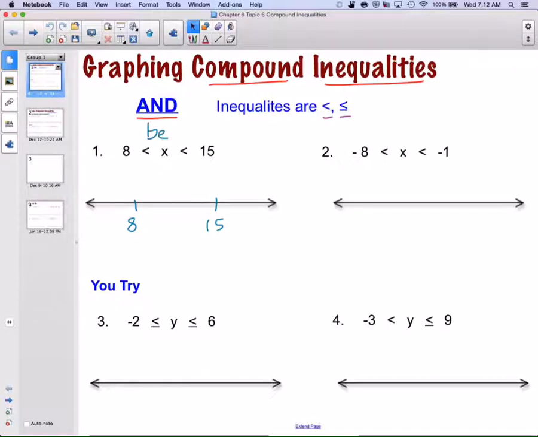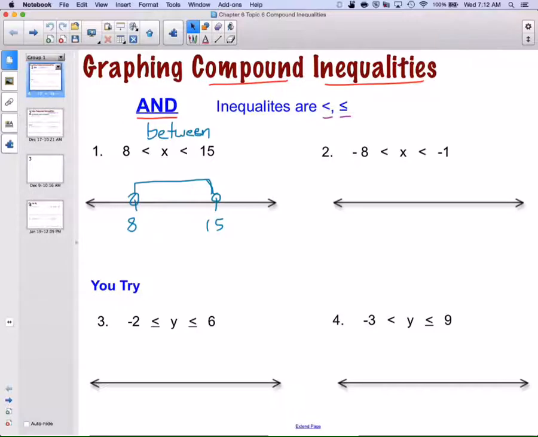So you can almost think of "and" with a compound inequality as a number being between a minimum and a maximum, let's say. In this case it's less than, so it's open circles. And what we do with these "and" situations, like we did before, is we connect the two dots, and we have between 8 and 15.